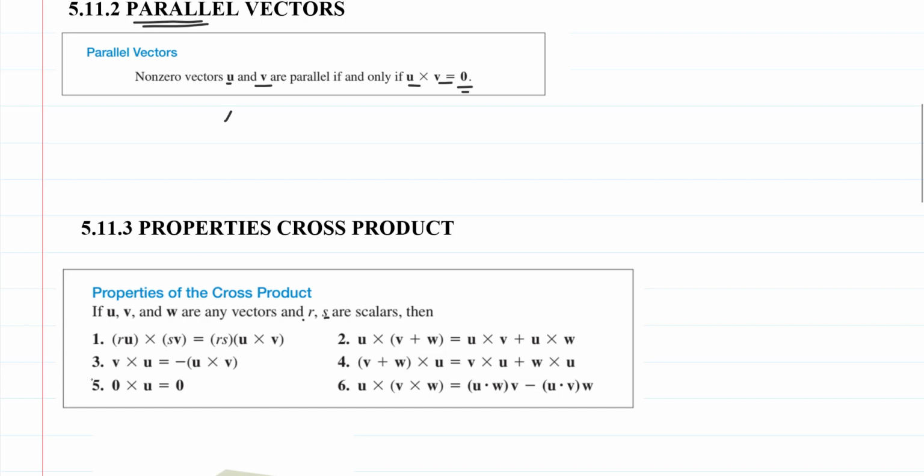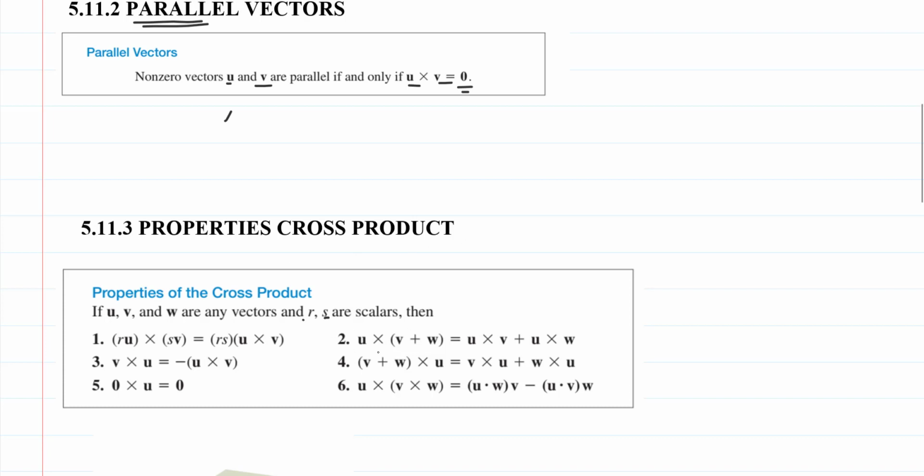The first property says that if you take the scalar r and multiply it to the vector u, and you also take the scalar s and multiply it to another vector v, and then you take the cross product, keeping the same sequence, you can just get u cross v. You can multiply the scalar quantities first and then multiply by the cross product of the two vectors.